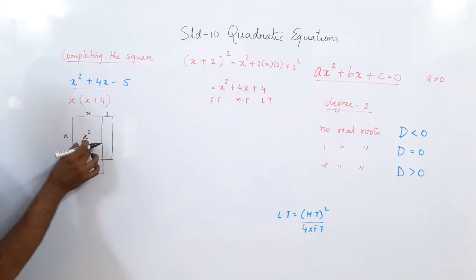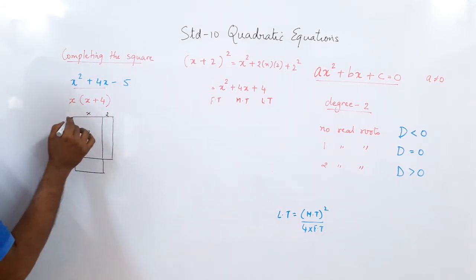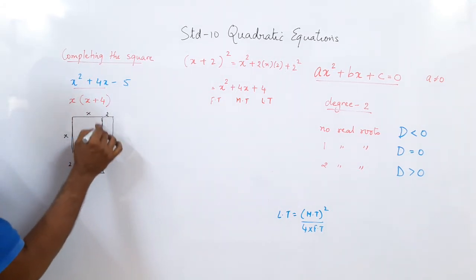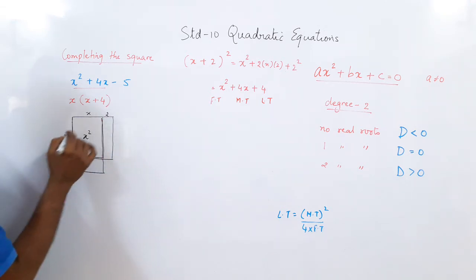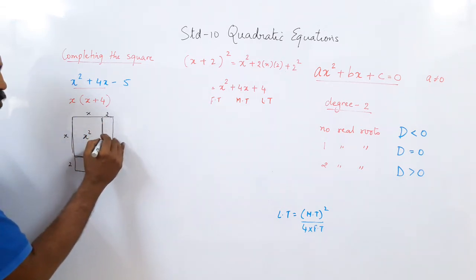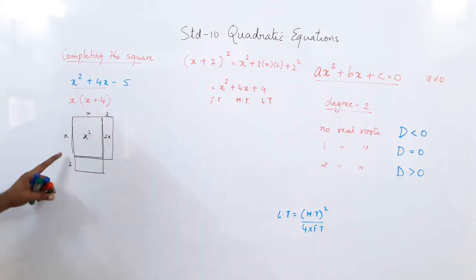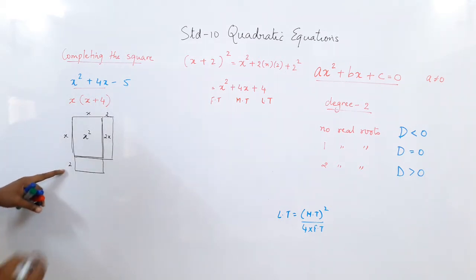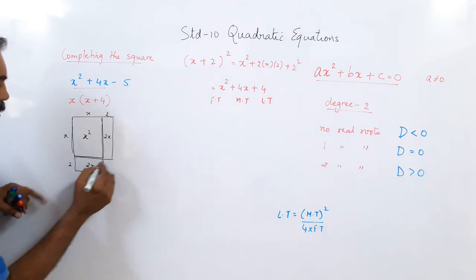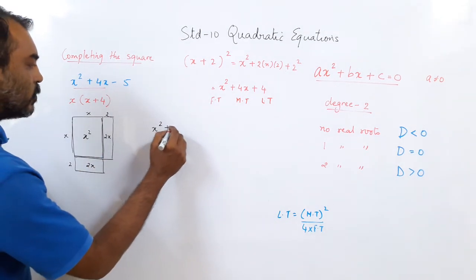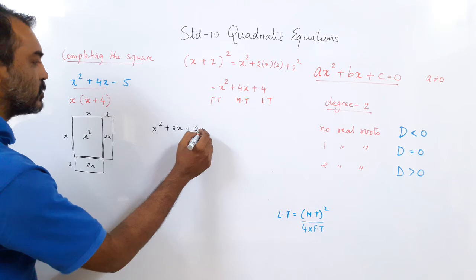So now I have got x square. So what is this x square? Length is x, breadth is x. This is x square. Breadth is x, length is 2. So this is 2x. Here also, breadth is 2 and length is x. This is 2x. So I got what? x square plus 2x plus 2x.